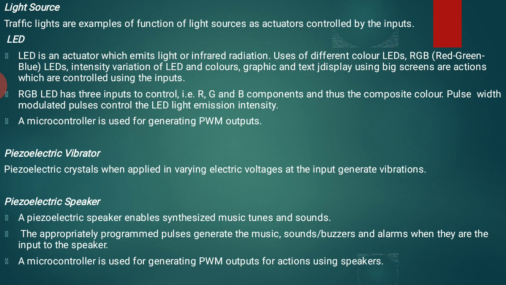Pulse width modulated pulses control the LED light emission intensity. By using this pulse width modulation, pulses control the LED light emission intensity. Based on these technologies, we are controlling the LED light intensities. A microcontroller is used for generating PWM outputs. Based on this microcontroller, we can generate the PWM outputs.